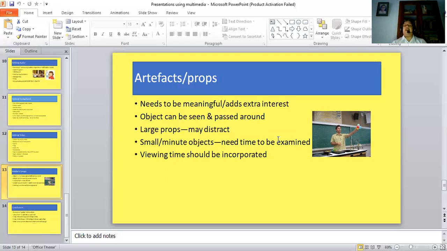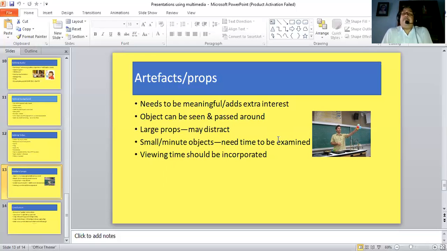Or if you're talking about cats, and you have photographs of cats, and you have a video of a real cat which is brought in order to highlight certain features. Again, that is going to make it interesting. Or if you have a real life example, small or minute objects.